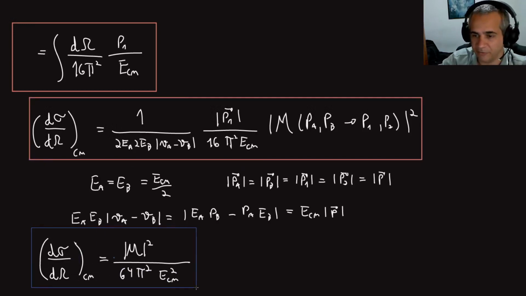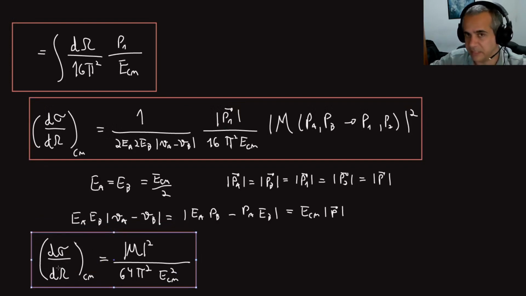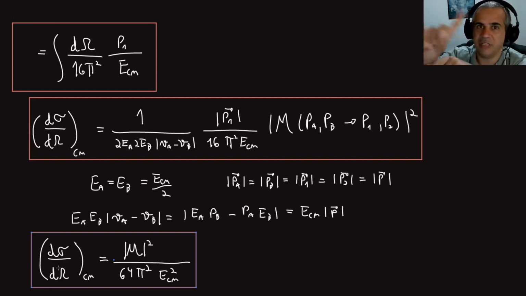But again, you have to be careful, right? I didn't integrate over the solid angle. This is the angle between the incoming particle and one of the outgoing particles, right? Say A and 1, right? And when I go over this angle, I'm also taking particle 2 coming out back to back with particle 1.